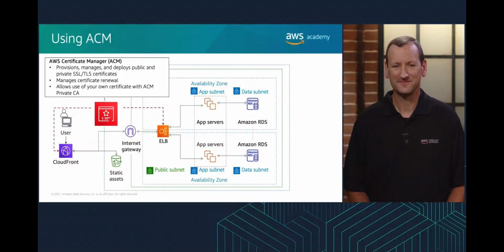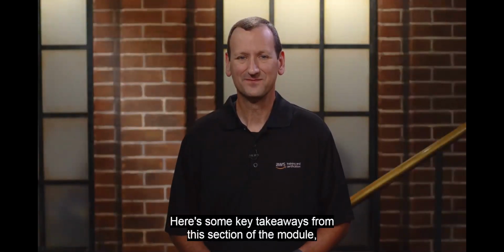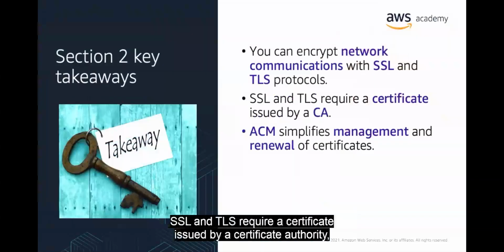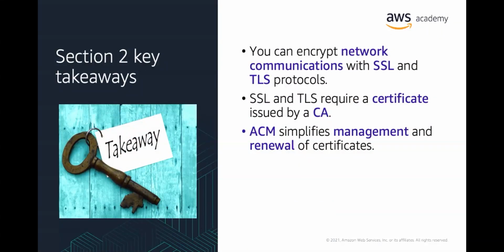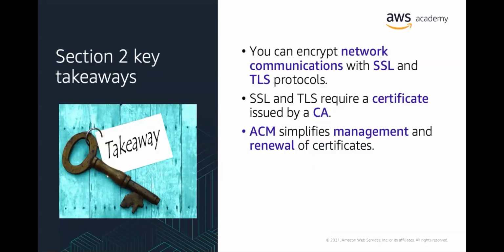Here are some key takeaways from this section of the module. You can encrypt network communications with SSL and TLS protocols. SSL and TLS require a certificate issued by a certificate authority, also known as a CA. ACM simplifies management and renewal of certificates.